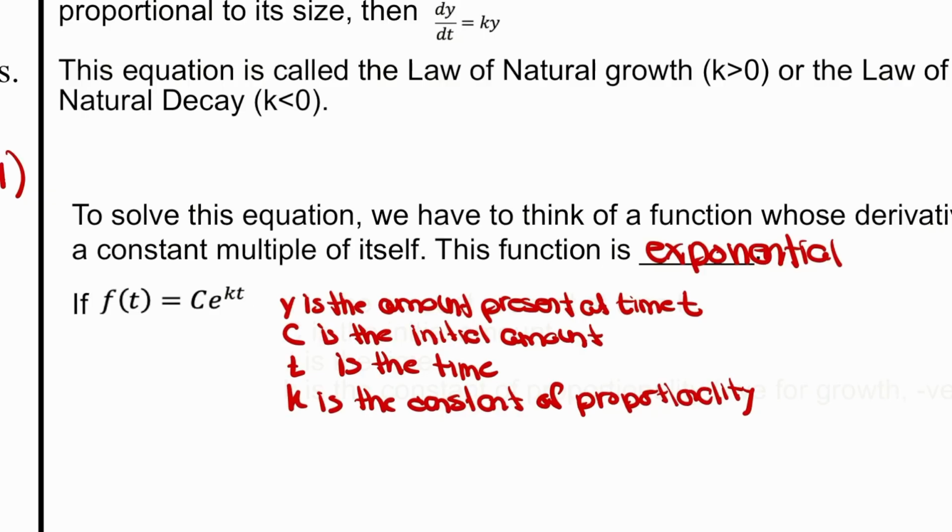So K is the constant of proportionality, and like we set up here, it's positive for growth, or greater than 0, and it's negative for decay, or if it's less than 0. So let's use this to solve some questions.